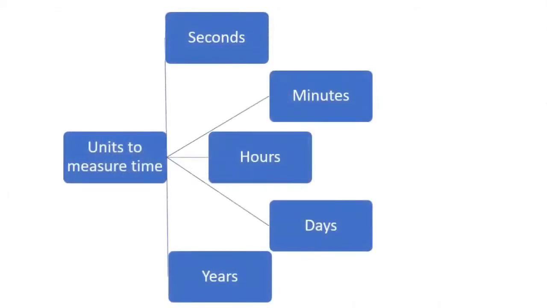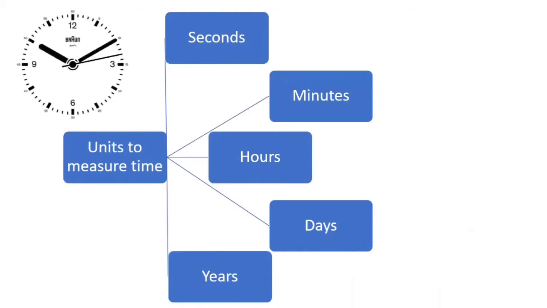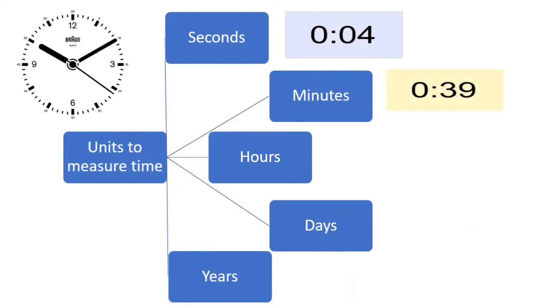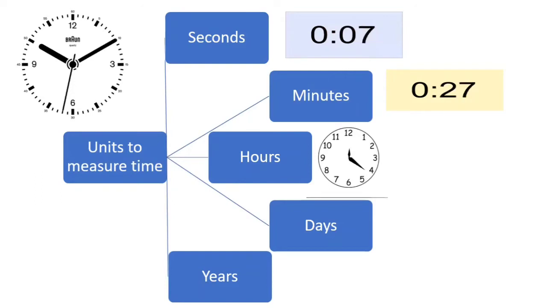Very good. So the units to measure time are seconds, minutes, hours, days, and years. Like, the second hand takes 1 step and we get 1 second. Likewise, the minute hand takes 1 step and we get 1 minute. But after completing 60 seconds, we get 1 minute. Similarly, the hour hand takes 1 step and we get 1 hour. That is, after completing 60 minutes, we get 1 hour.